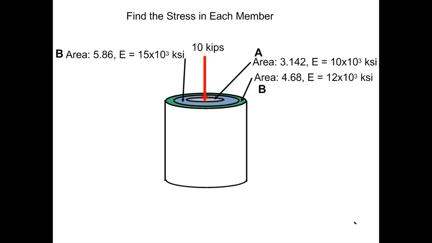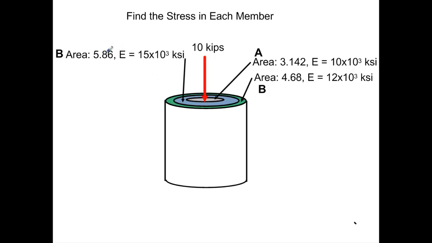Okay, in this problem here, we want to find the stress in each member. I have a load that's being applied over this entire surface. The load is going to be 10 kips. You have three cross sections that are all at the same plane, meaning one's not below the other.